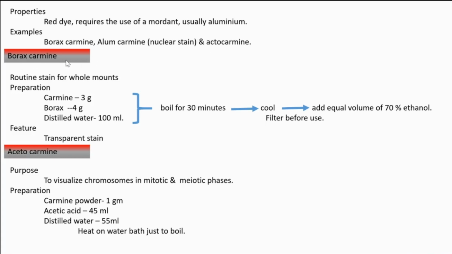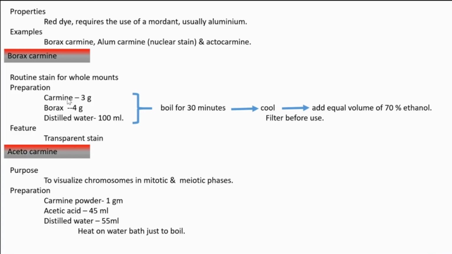First is borax carmine. This is a routine stain for whole mounts. What is a whole mount? That also we have learned. Whole mounts are such types of mounts in which sometimes we are mounting an entire organism that is very small in size. Or otherwise we can mount an organism that is thin enough to transmit light through it. Such types of mounts are called whole mounts. I'm only reminding you of what you learned in the last class.